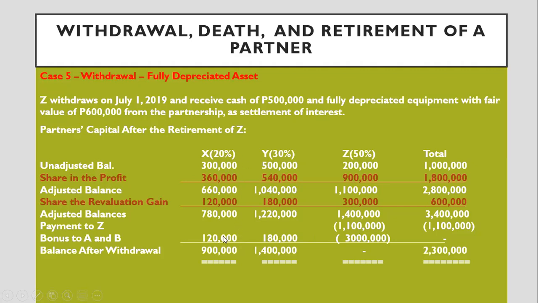So for X, sharing 20 over 50, X will get 120,000. So the total capital is now 900,000. And for Y, 300,000 times 30 over 50, Y got 180,000. So a total of 1,400,000.